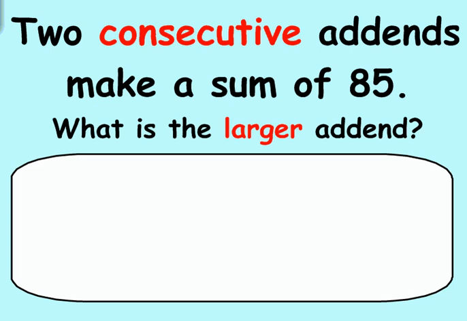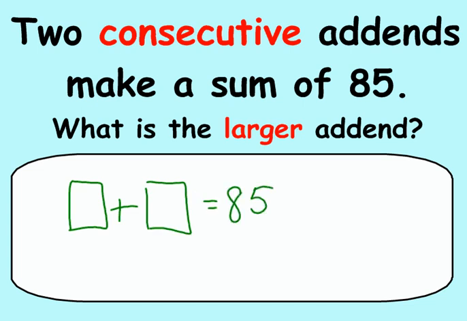Here's another example. 2 consecutive addends make a sum of 85. What is the larger addend? So, addends, I know we're talking about adding. 2 consecutive addends give you a sum of 85. What is the larger addend?